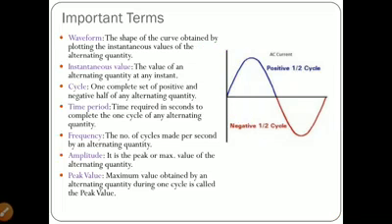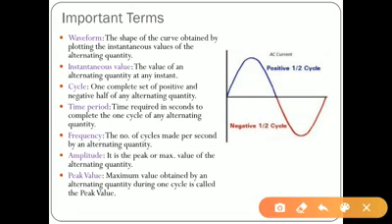Next one is cycle: one complete set of positive and negative half of any alternating quantity. So in any alternating quantity there is a positive half and there is always a negative half. So one complete set of positive and negative half of any alternating quantity is called a cycle.